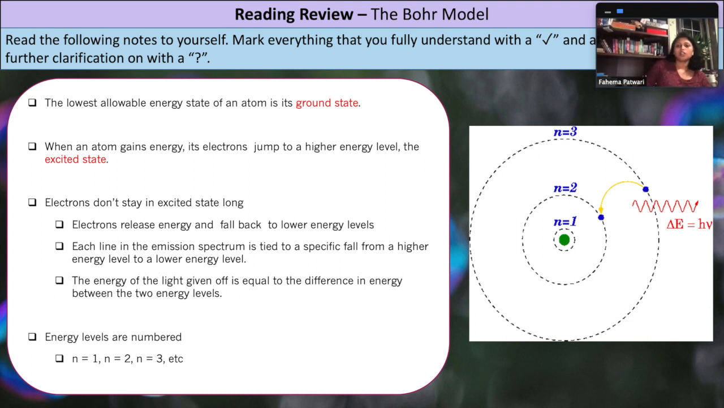All right. So let's review. The lowest energy level for an atom is its ground state. An atom, when it gains energy, will jump up to its excited state, but the electrons don't stay there for long. They will fall back down. And you see the specific gap between energy levels. For different elements, there's a different gap. And those different gaps produce different wavelengths of light when the electrons drop.